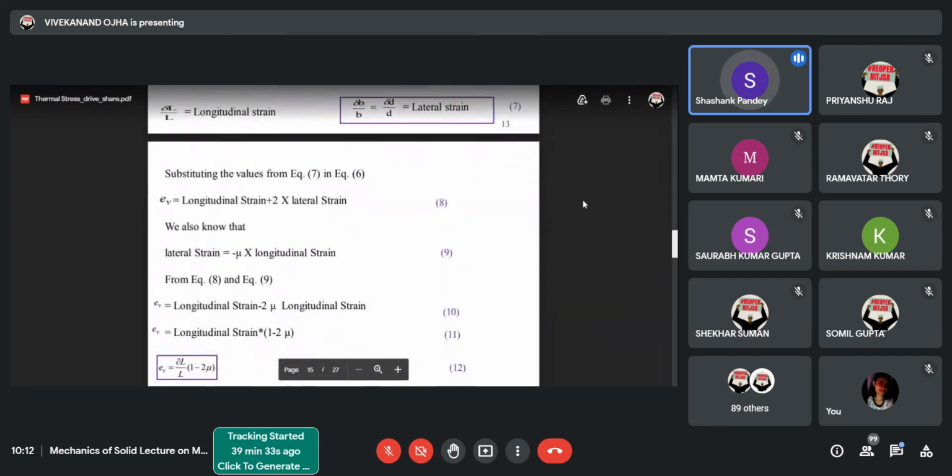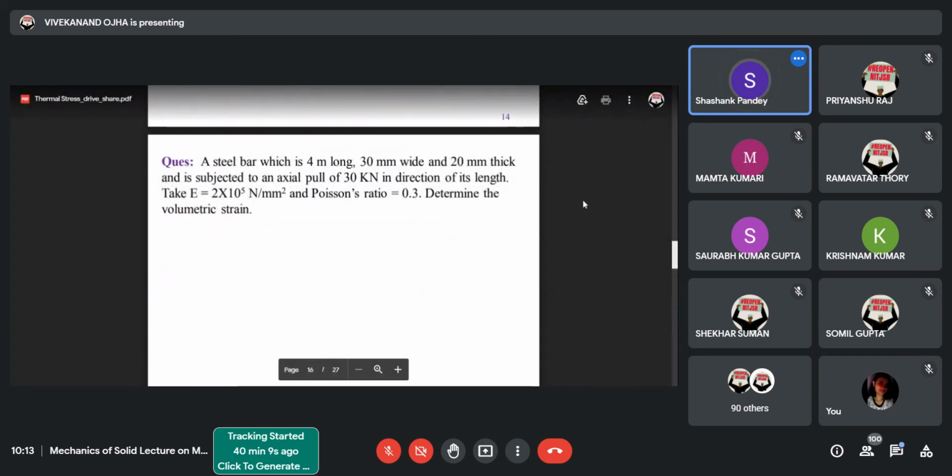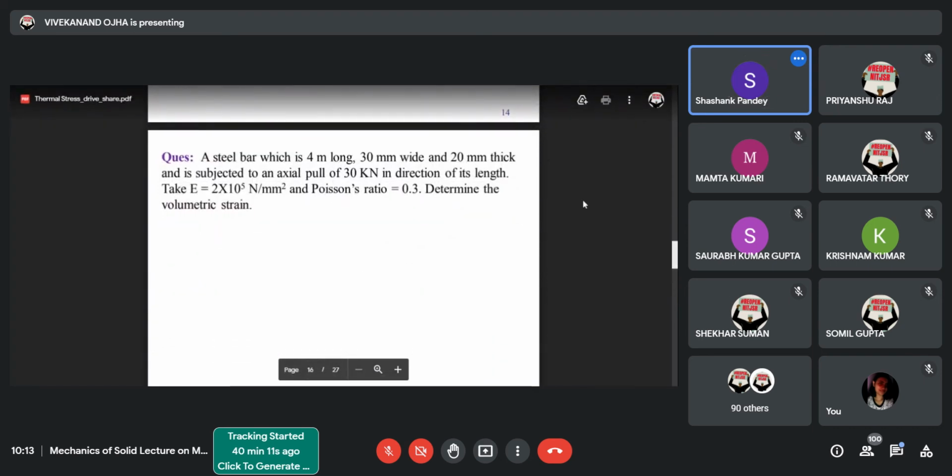So this is the case when we have a direct stress, that is direct load, along the length direction only. We have a load along the length direction, then there will be a volumetric strain, that is del L upon L times 1 minus 2 mu. So we have only one load acting along the length. Then this value of EV, that is volumetric strain, is del L upon L times 1 minus 2 mu. So we'll come to the numerical given on your slide number 15. Please work out this numerical.